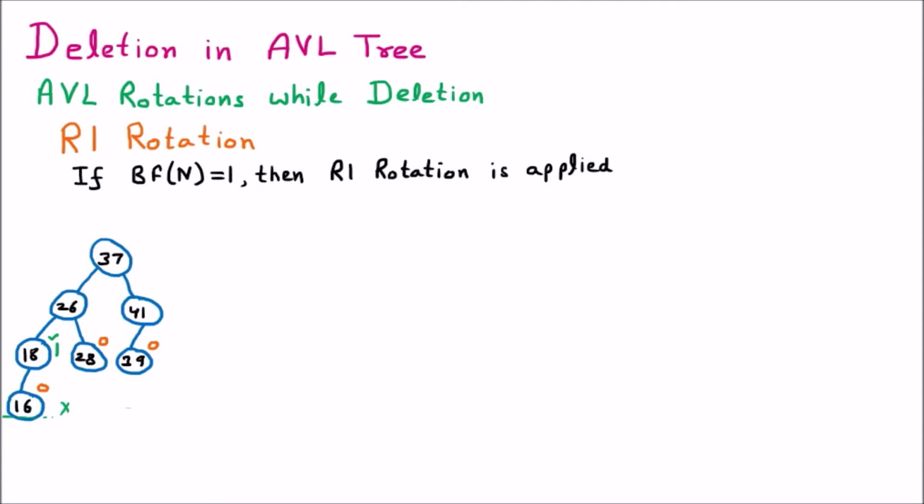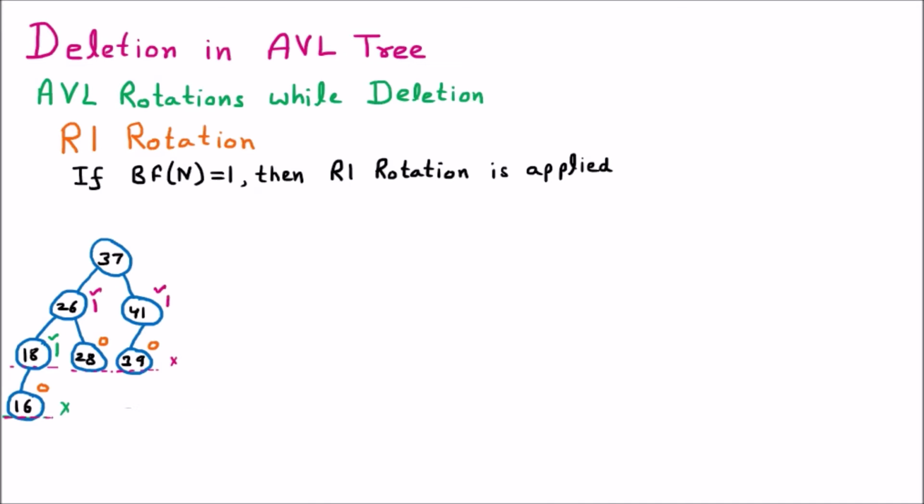Now find the balancing factor of node 26. Here on the left hand side we have two levels. On the right hand side we have only one level. So 2 minus 1 is 1. So the balancing factor of 26 is 1. Now find the balancing factor of 41. Here on the left we have only one level available, on the right there is no level. So 1 minus 0 is 1.